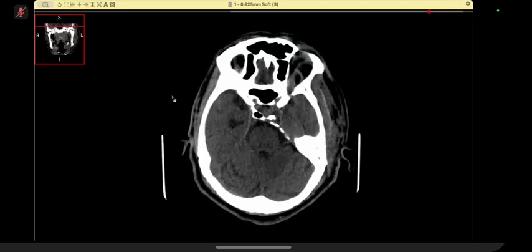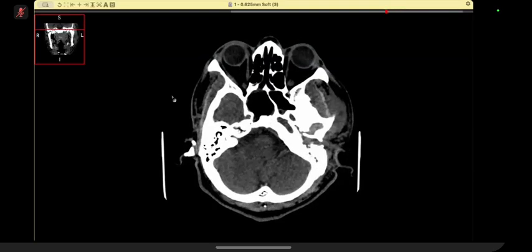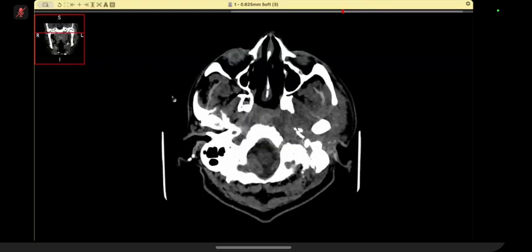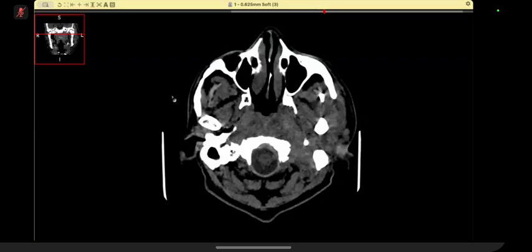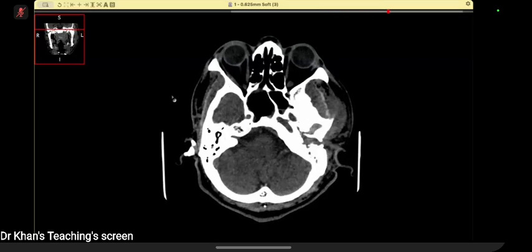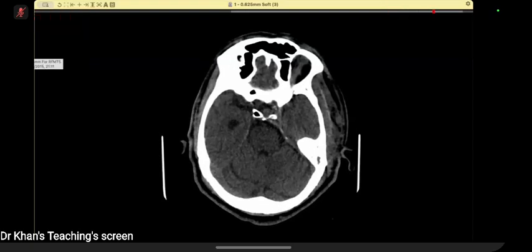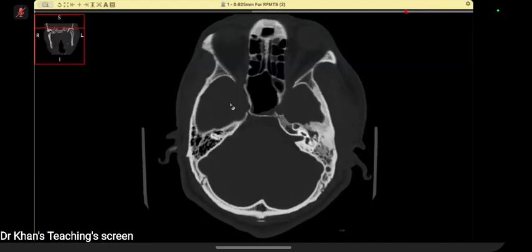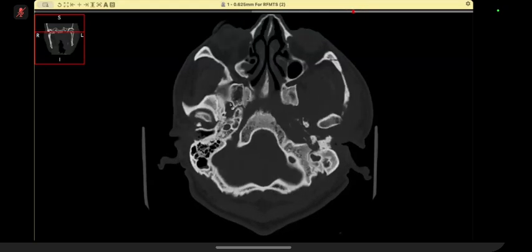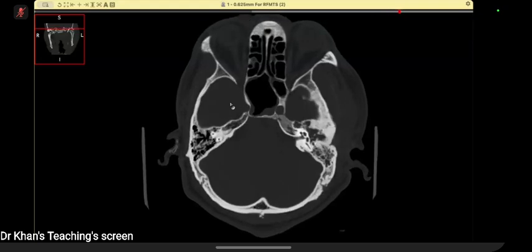And this is extending up to the left temporal subcutaneous tissue and soft tissue area. Again, there are features of a destructive soft tissue mass involving the bone and distorting the anatomy in the left temporal bone. So I'm trying to list my differential.